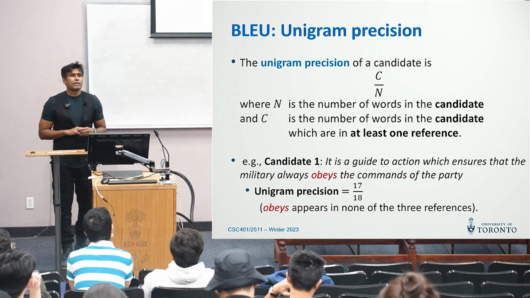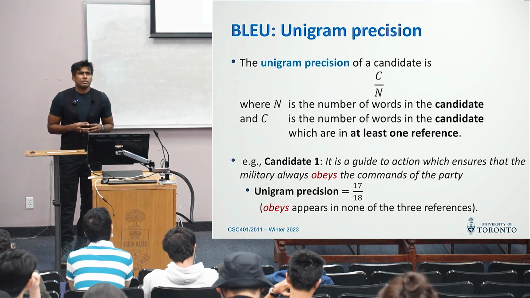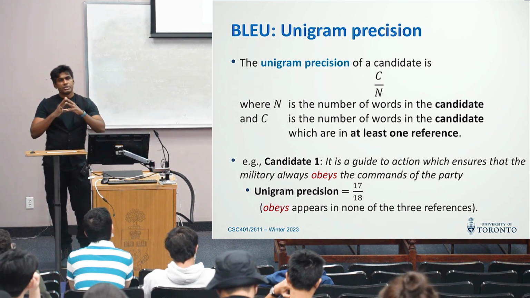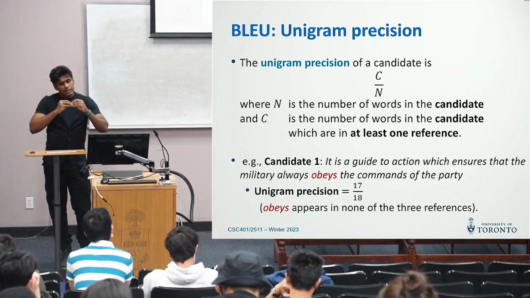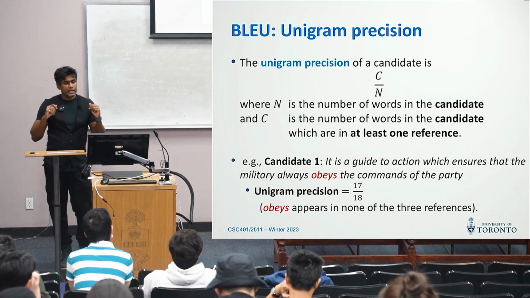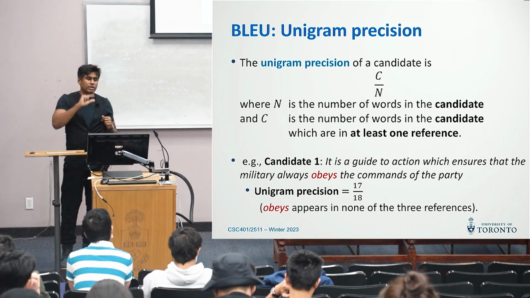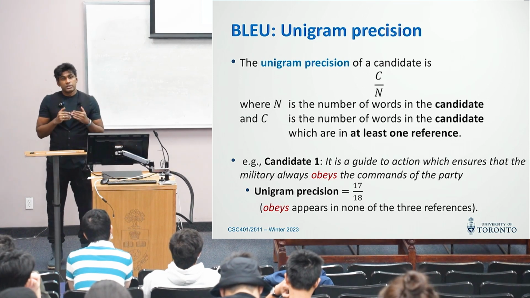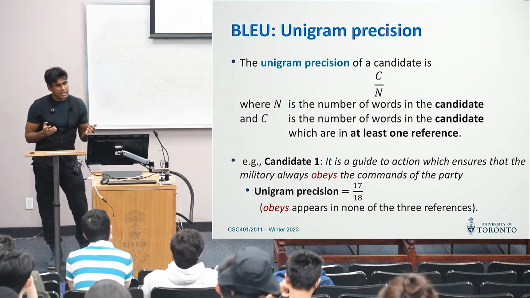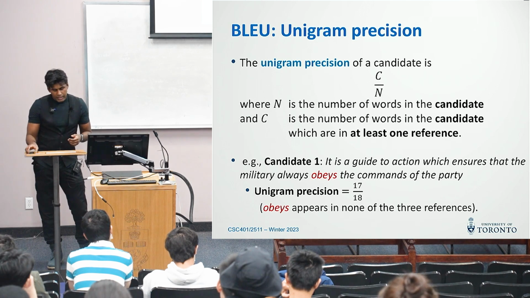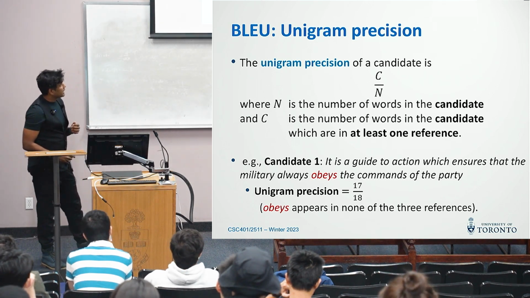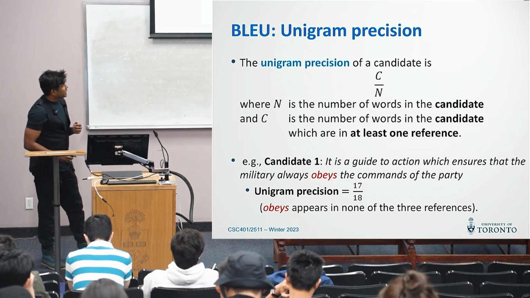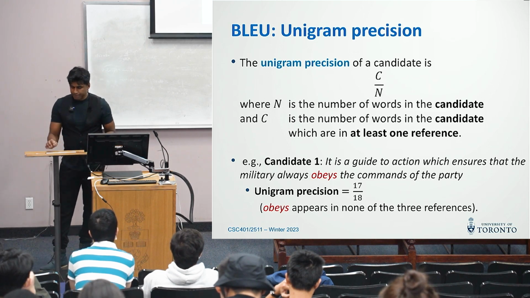The first part is calculating the unigram precision. We are trying to directly measure the precision of our translation against the references. So we take the number of words in the candidate that have at least one occurrence in one of the references, and then divide it by the total number of words in the candidate, a basic precision calculation. For candidate 1, this is going to be 17/18. There are 18 word tokens in the candidate, and all of them appear except for just the word obeys. So the unigram precision is 17/18, okay?